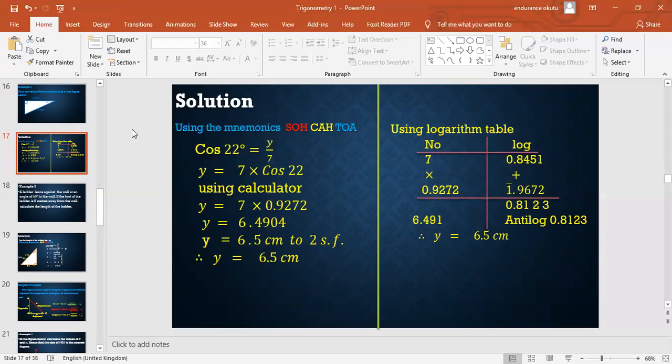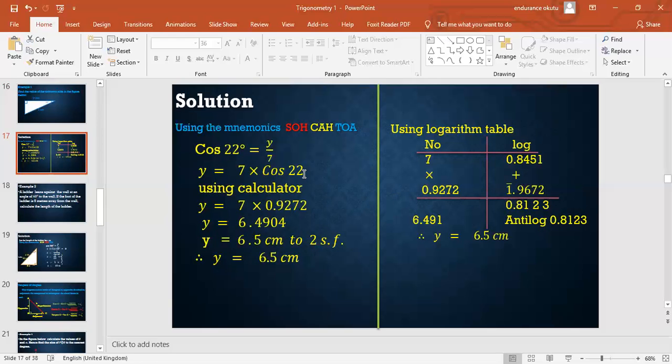Now, we say cos 22 degrees is equal to the adjacent y over the hypotenuse 7. Making y the subject of the formula, y is equal to 7 times cos 22 degrees. Using the calculator, the value of cos 22 is 0.9272. When we multiply, we have 6.4904. To two significant figures, our answer is 6.5 centimeters.